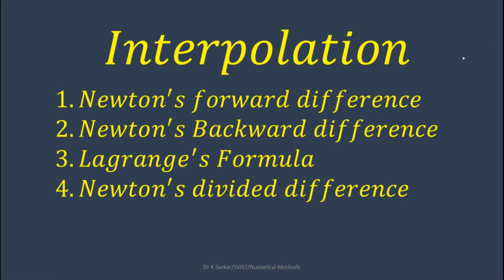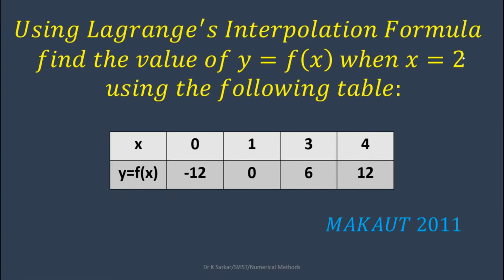Advantages of Lagrange's interpolation formula are: number 1, this formula is applicable to both equispaced and unequispaced interpolating points. In Newton's forward and backward methods, we noticed the x data were equispaced. In this problem, x data are not equispaced. You look here, the differences are between 0 and 1, 1; 1 and 3, 2; 3 and 4, 1. So they are not equispaced.